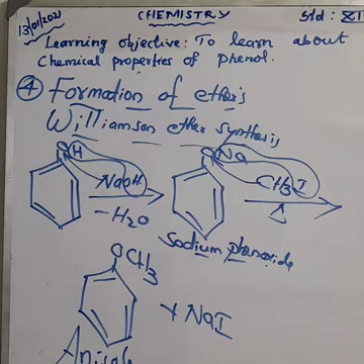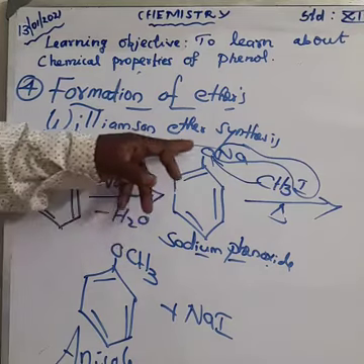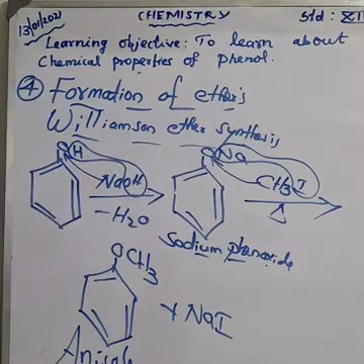Last one is about the formation of ether. One of the very important questions: preparation of anisole. How will you prepare anisole? By Williamson synthesis. That is, phenol reacts with sodium hydroxide. We get sodium phenoxide, which is further heated with methyl iodide. We get anisole. Very important question. Try to learn this one.